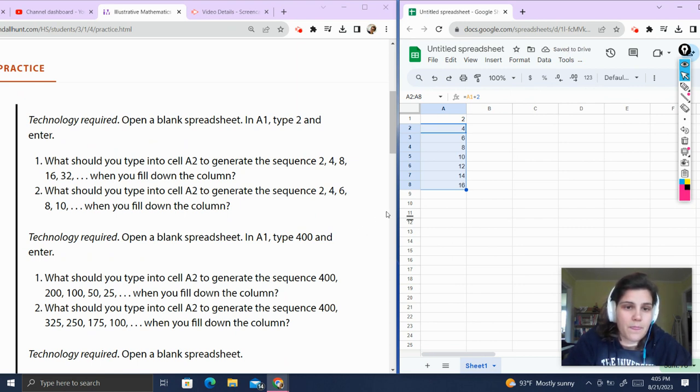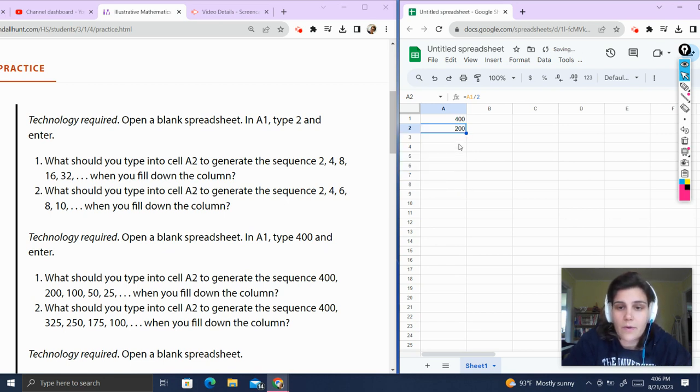Let's move on. Open a blank spreadsheet. Here's our blank spreadsheet. In A1, type 400 and hit enter. What should you type into cell A2 to generate the sequence 400, 200, 100, 50, 25? Well, here I am dividing by 2 each time, or multiplying by 1/2, but let's talk about division. We're going to say divide by 2, enter, and we're going to drag it down, and we got our sequence.